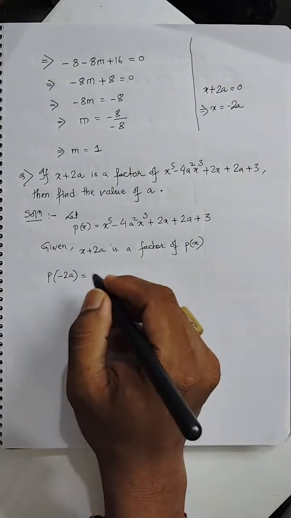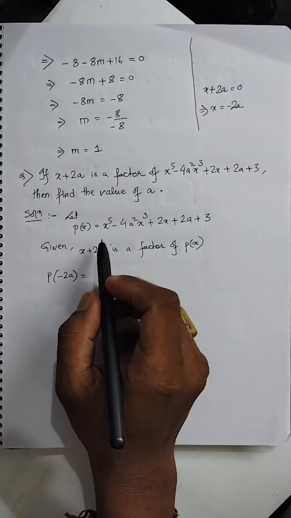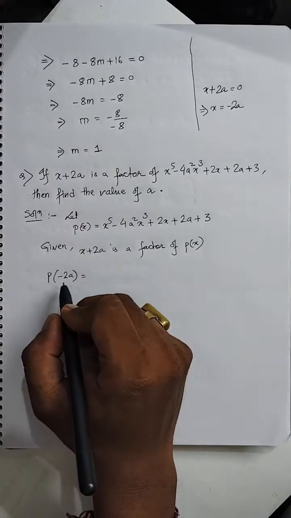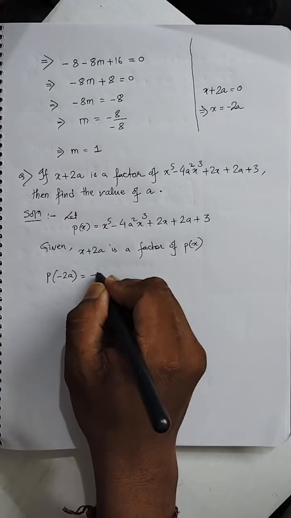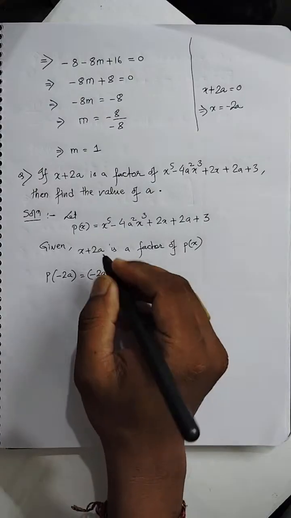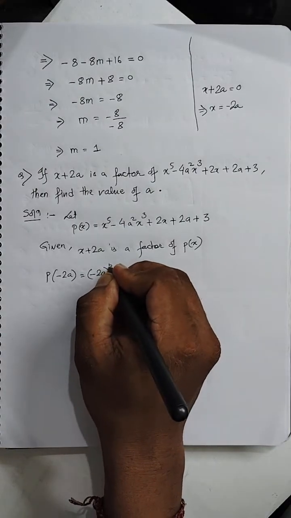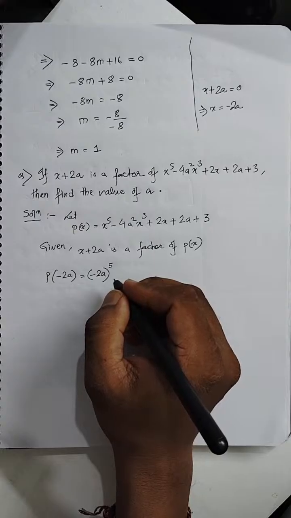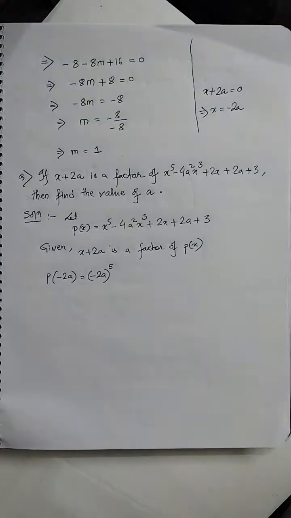Okay, so we will replace all the values of x with minus 2a. So (minus 2a) raised to the power 5.